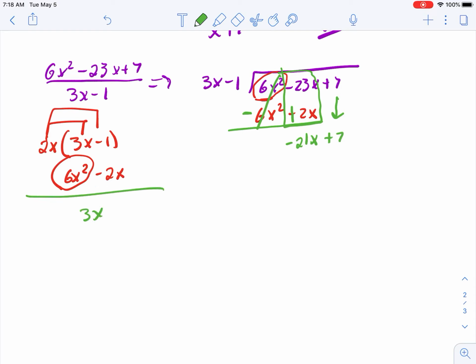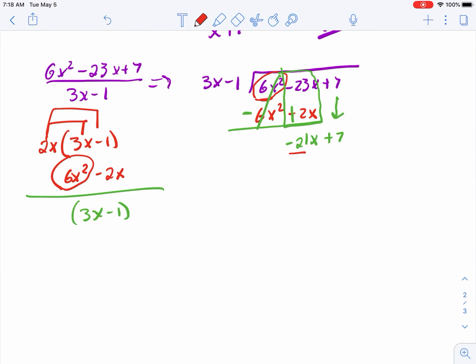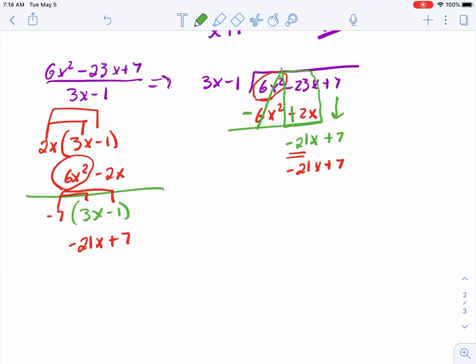And now let's take 3x minus 1. Come back to red here. What do I get to get a minus 21x? That would be a negative 7. That'd be negative 21x plus 7. Okay, so it'd be negative 21x plus 7. So I matched it. So now I have to subtract. So this now becomes positive, and this becomes negative. So that cancels, and that cancels, so I get 0. Right? Which means there's no remainder.